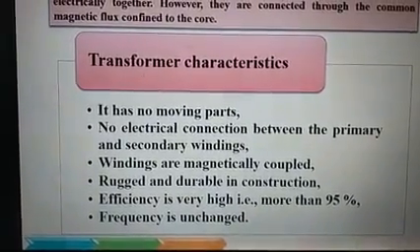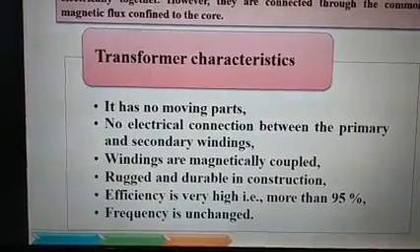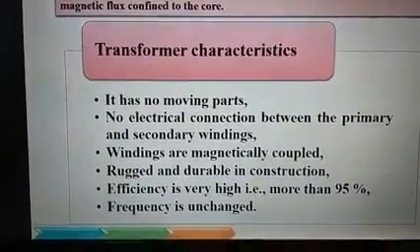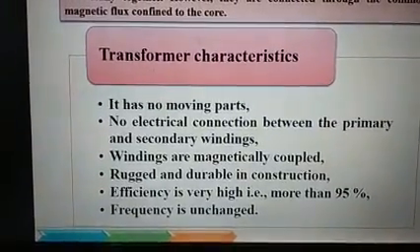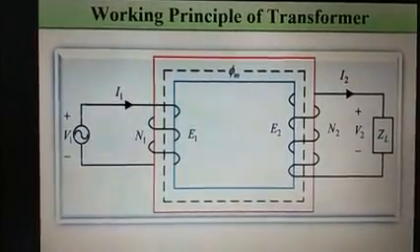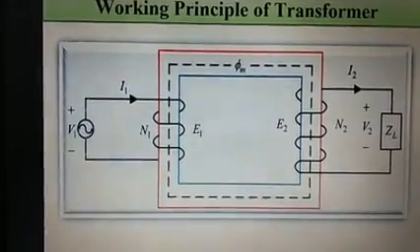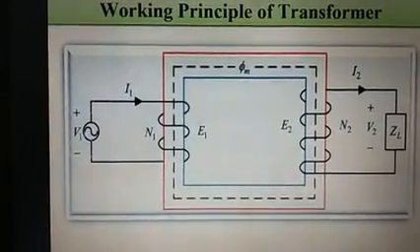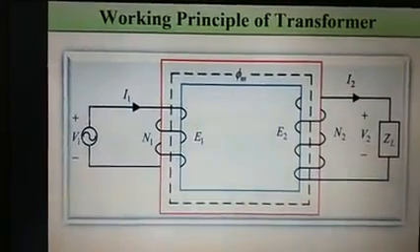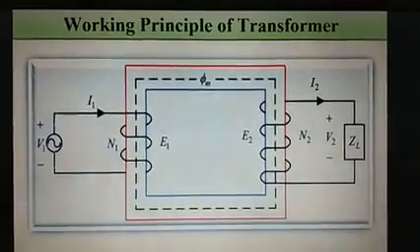Generally, the primary winding is connected to the AC supply, meaning AC source, and the secondary winding is connected to the load, the desired load. Working principle of transformer. The principle of transformer is Faraday's law of electromagnetic induction. So in this diagram we can note some points.